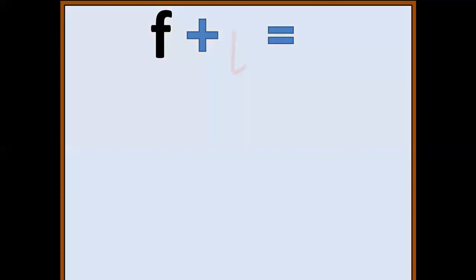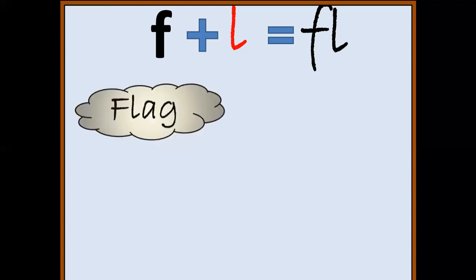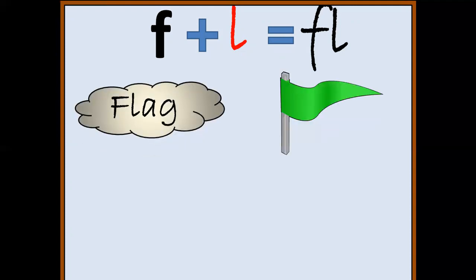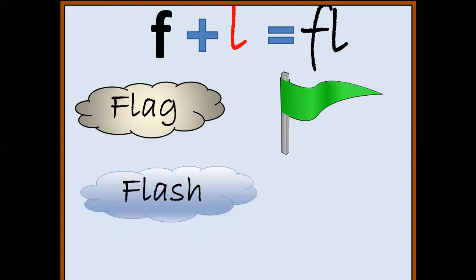Now next, see, who is this? L. L. What is the sound of F? F. And what is the sound of L? La. Now join these two sounds. Fl. F, L. Fl. Fl. Flag. Flag. F, L. Fl. Flash. Flash. Flash of light.